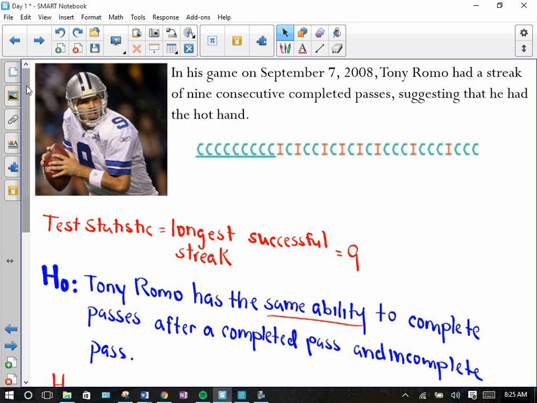To simulate this, we're going to use note cards one time. After that, we won't do too much of it. He had 32 pass attempts, so I'm going to need 32 note cards, because that's my total number of pass attempts. Now, I'm going to help you out. He completed 24 of them. And that means he had how many incompletions? 8.